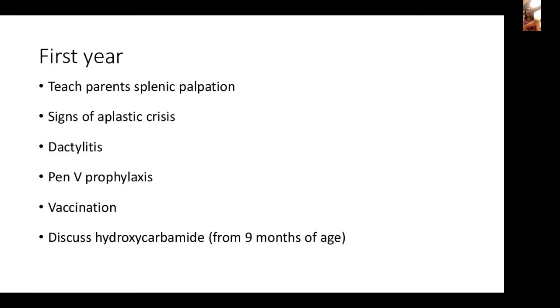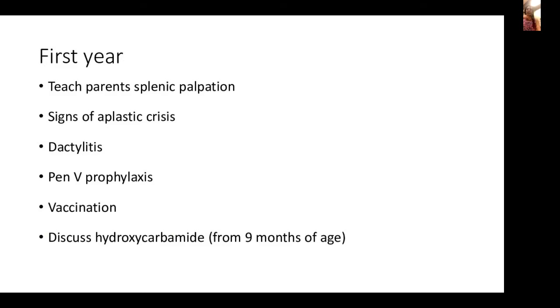And just some practical considerations, they have to have it on repeat prescription with the GP because the liquid has a shorter shelf life than the tablets. So when they get older, it's a lot better with the tablets because there's a much longer shelf life. Make sure that they see their paediatrician or their GP for the vaccines because they will need the meningococcal vaccines and the pneumococcal vaccines in addition to the normal schedule.